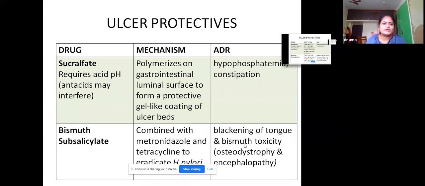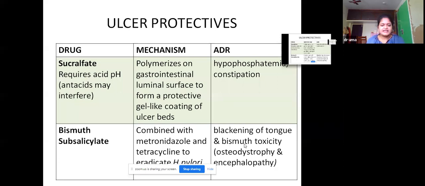Ulcer protectors are sucralfate and bismuth subsalicylate. Sucralfate requires acidic pH. The most important interaction is with antacids because antacids will raise the pH. It will not cause the sucralfate activation. So at the acidic pH, it polymerizes on the gastrointestinal luminal surface and forms a protective gel. The main adverse effects with this drug are hypophosphatemia and constipation.